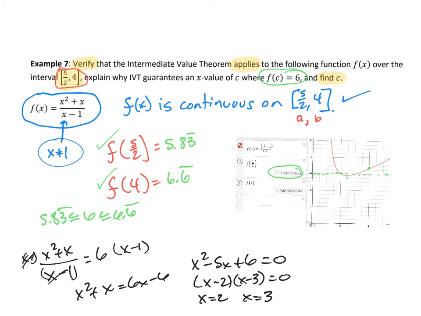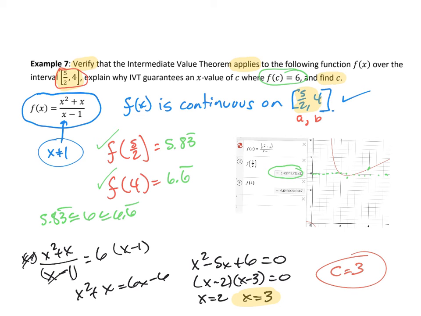I almost had a brain meltdown there, but luckily I saved myself. And thank goodness that x equals 3 is in our interval (5/2, 4), right? 2 is not in our interval because 5/2 is 2.5. So 2 is not between 2.5 and 4, but 3 is. So for us in this problem, we're going to say that c equals 3.